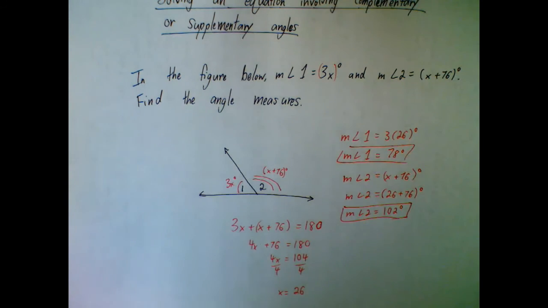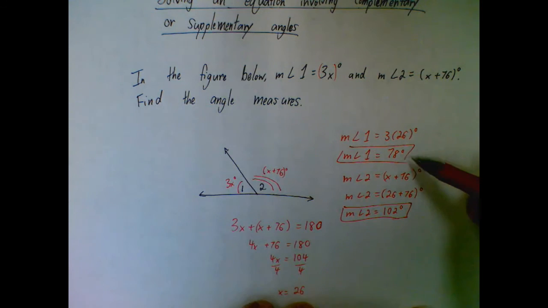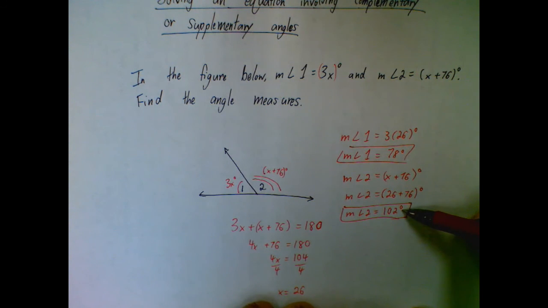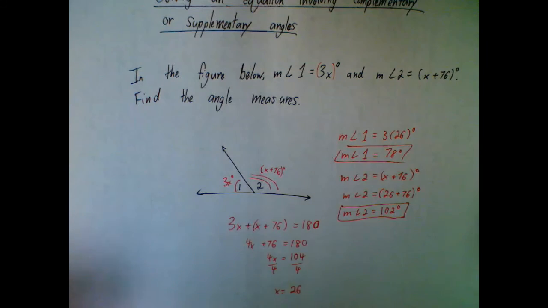And since it's a pretty easy check, it's usually a good idea to come back and add these together to make sure they give you the right thing. So 78 plus 102 is 180, which is what I was looking for. So I should be correct.